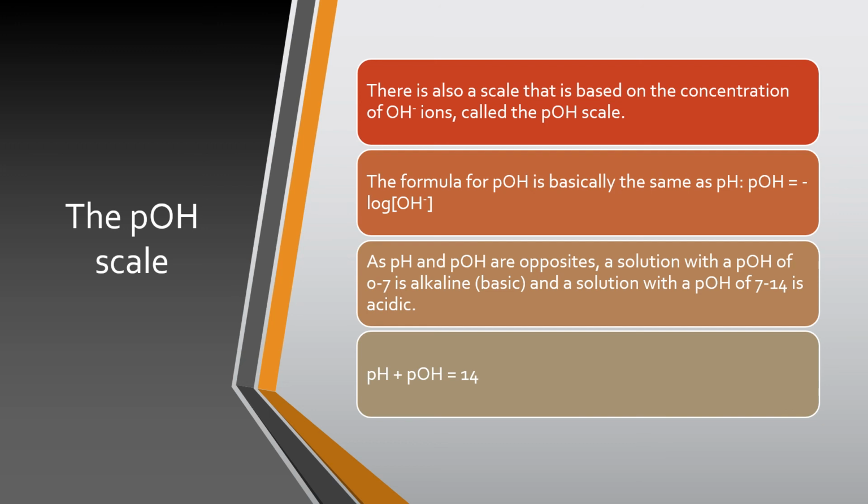This won't come up much unless you take chemistry courses in college, but it is worth knowing that the pOH scale exists and that the pOH of a solution plus the pH of a solution equals 14. This means that a solution with a pH of 2 must have a pOH of 12. Pure water, with its pH of 7, has a pOH of 7 as well.